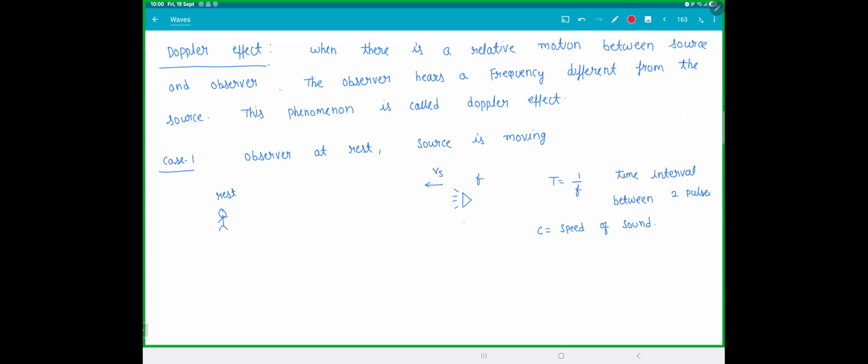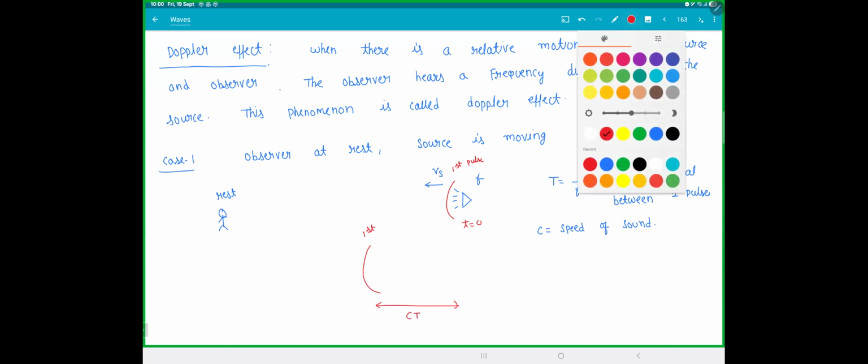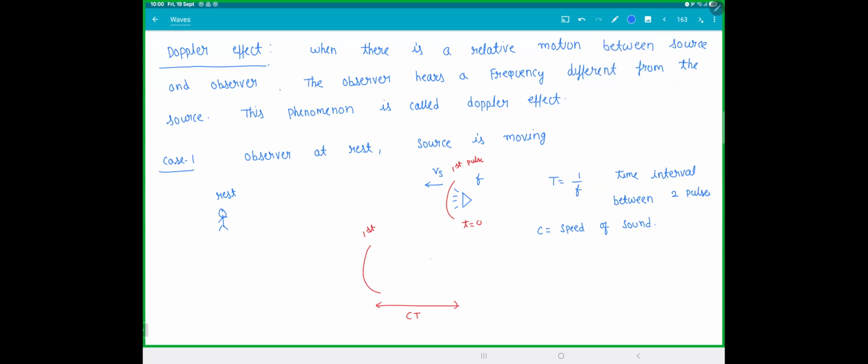So at t equal to 0, the source generates its first pulse. The second pulse will come after what time? After capital T. During that time, the first pulse must have already traveled a distance of C into capital T. During this time, do you think the source will remain at rest? The source has moved forward, how much? Vs into T. And then it generates the second pulse.